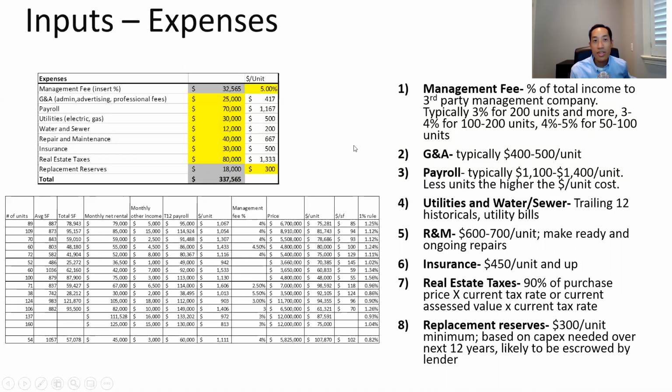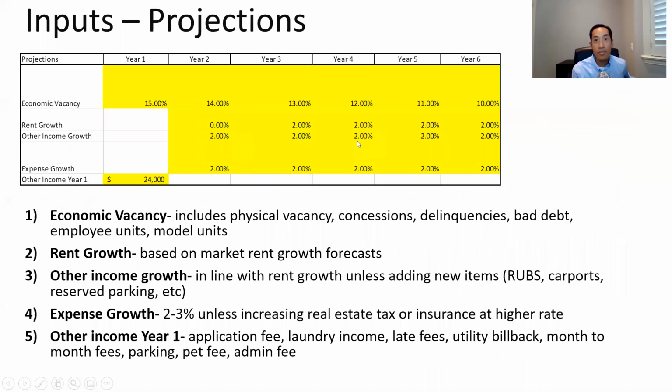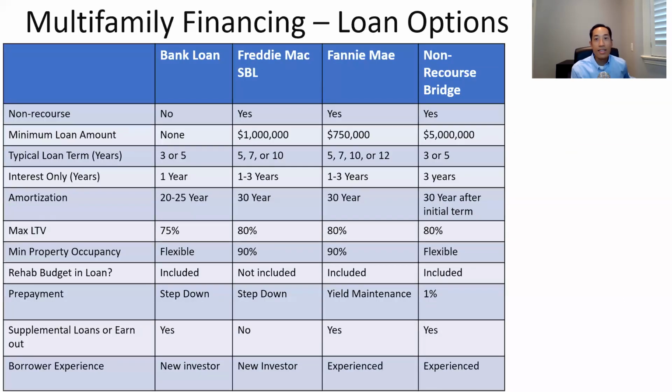So plug in all your expenses there, and then projections. We used other income based off T12 and where we thought we could take it, and then no rent growth in year 1. But then moving forward, we would do about 2% rent growth over years 3, 4, 5, and 6. And so this is really the meat of it. This is what we wanted to talk about: once you plug in those assumptions, now your choice is what loan option do I use, right? So there's recourse bank loan, which is scenario 1, Freddie Mac SBL, Fannie is number 3, and number 4 is recourse bridge loan.